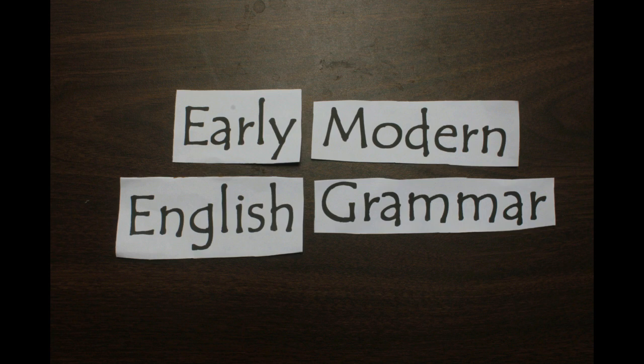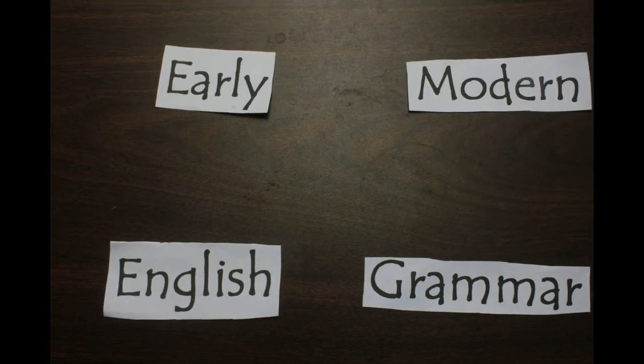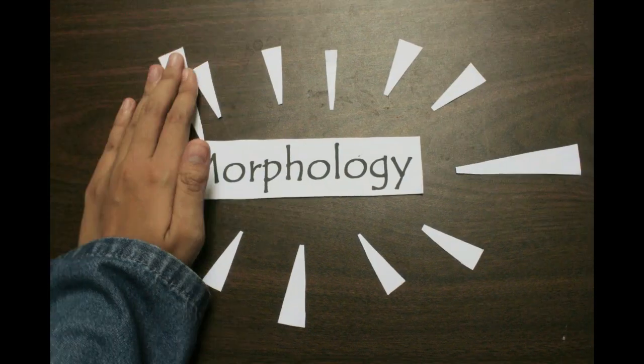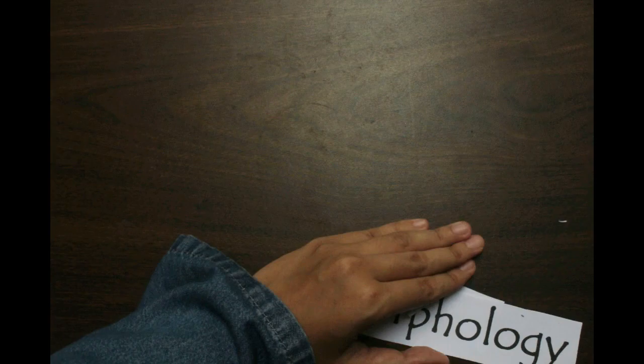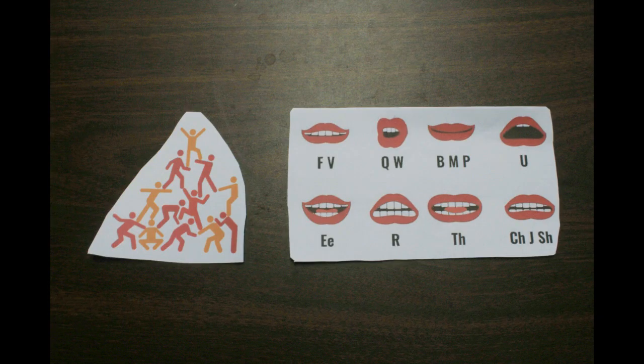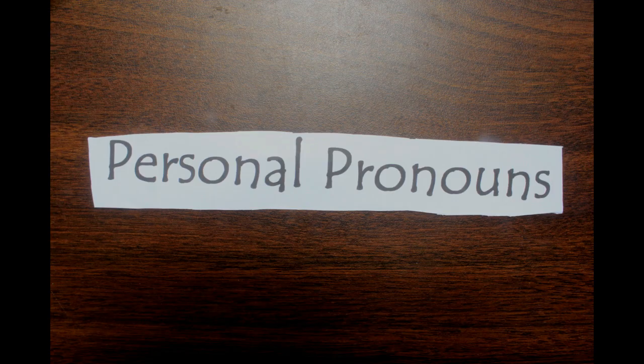Early modern English grammar. Morphology. The most important morphological differences between early modern English and present-day English involve pronouns and verbs. Personal pronouns.